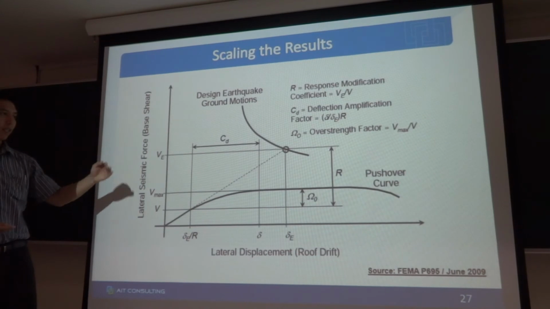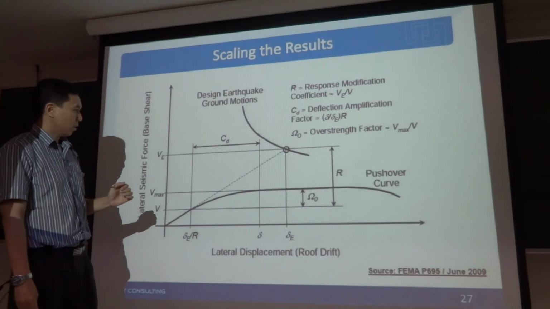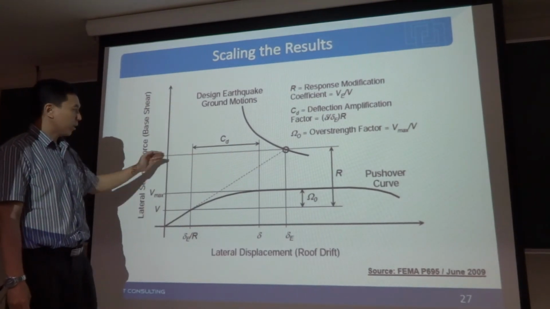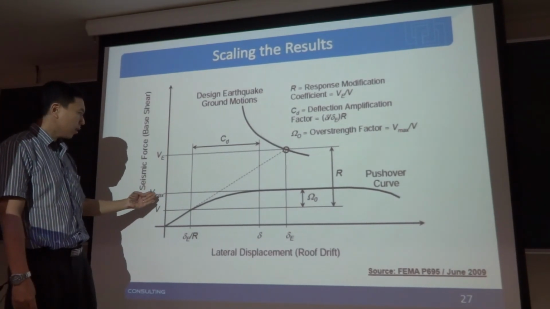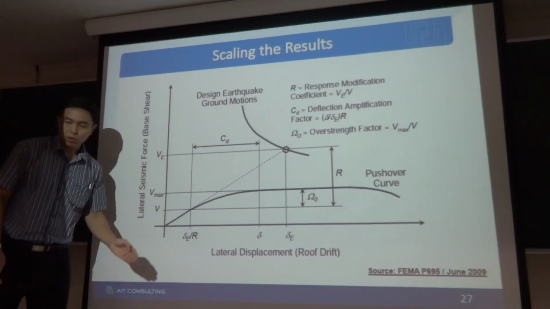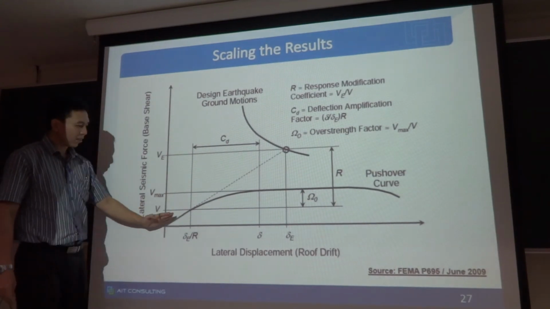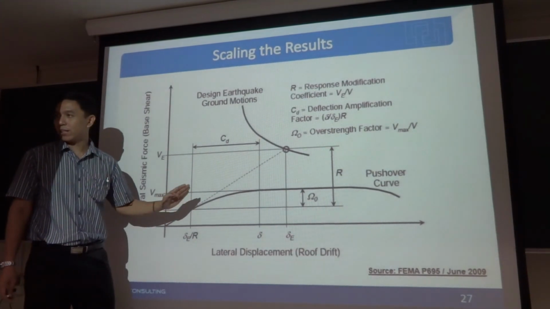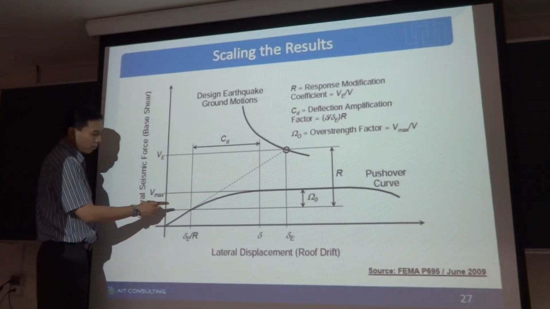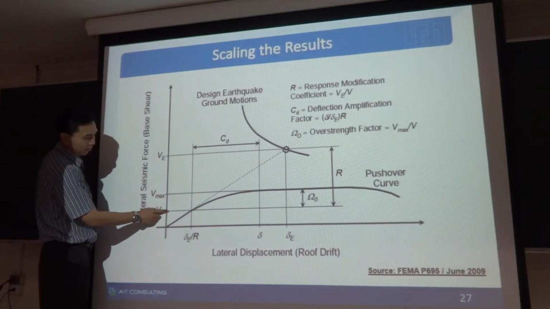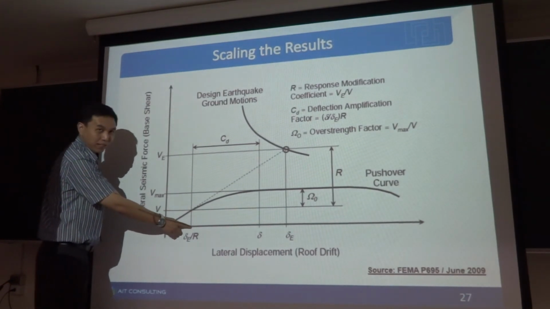In SMRF it is 8.5. So we reduce the earthquake forces by R, but when we analyze the building with that parameter 8.5, we are running only linear analysis. We are not running the nonlinear analysis. So in your model you are applying only this force, okay, and you will get this displacement only.